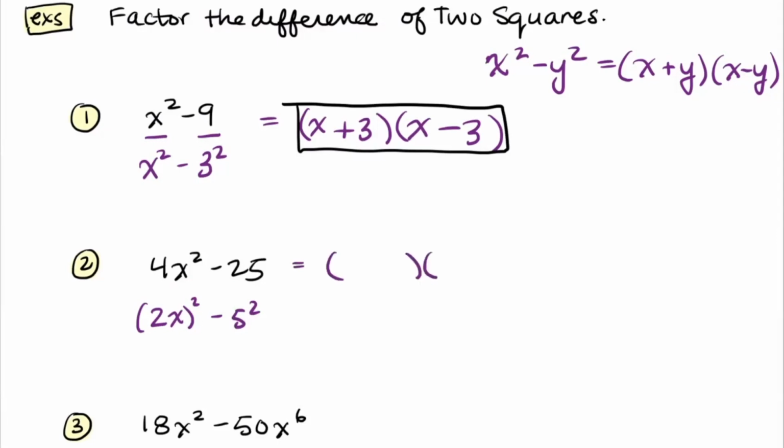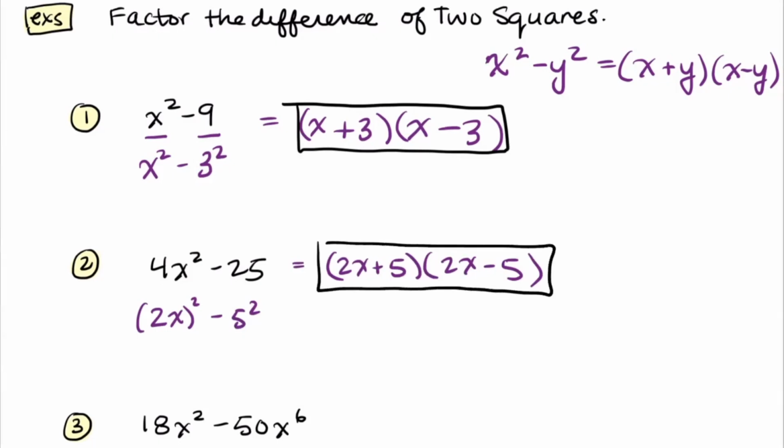So when we factor this, it is a difference of two perfect squares. We'll have a 2x in the beginning of each factor. We'll have a 5 in the end of each factor. One of them gets a plus and one of them gets a minus, right? And that's it. 2x plus 5 times 2x minus 5.